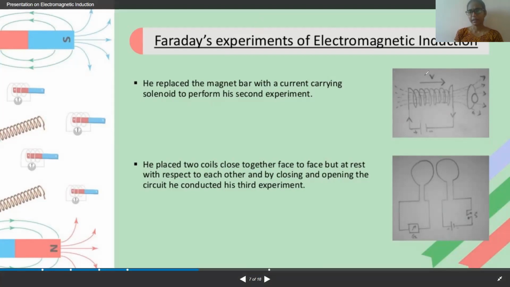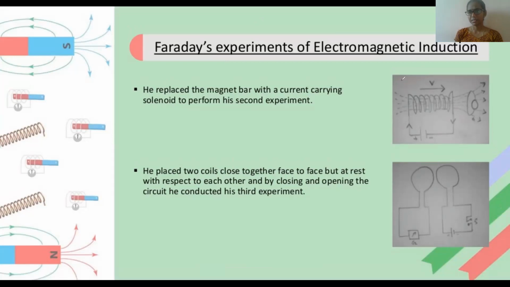When you pass current through the solenoid, which is like a spring, the end connected to the negative terminal acts like a north pole, and the end connected to the positive terminal acts like a south pole, like a bar magnet. Imagine this acting like a bar magnet now.